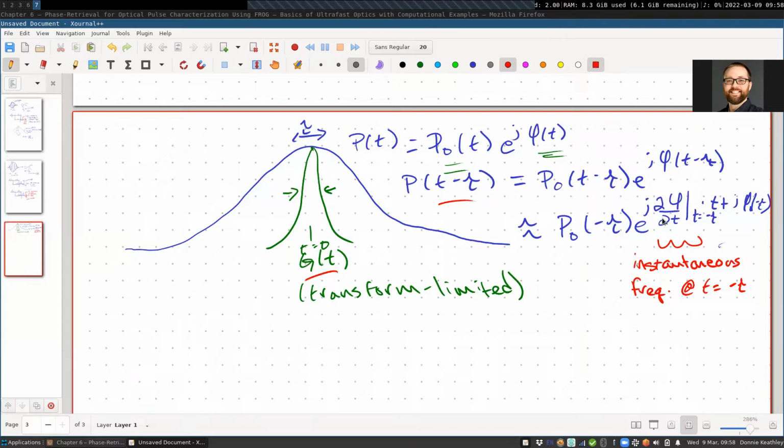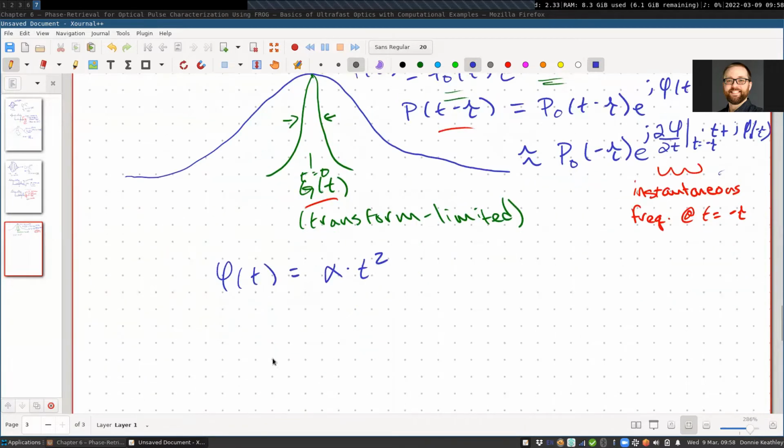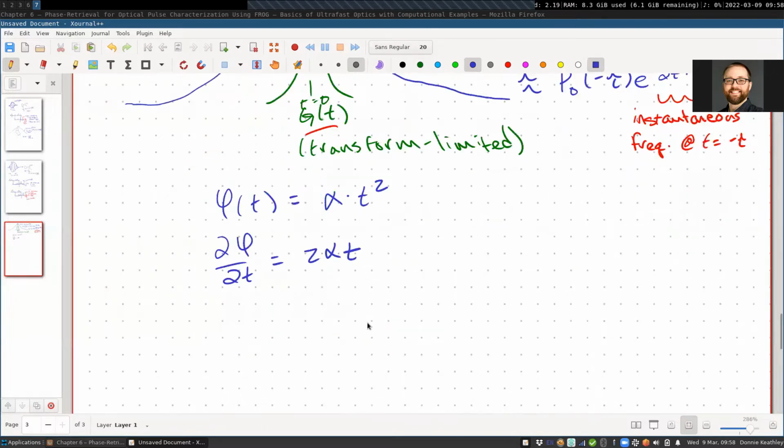Okay. So what does that mean? That means, for instance, if we have phi of t, let's say that phi of t is equal to alpha times t squared, right? So that means that d phi dt is going to be 2 alpha t. And then if we evaluate that at negative tau, that means that d phi dt evaluated at t equals minus tau, that instantaneous frequency, is going to be minus 2 alpha tau, right? So that means that as a function of tau, it's going to be a negative slope, right? And it's going to go down.